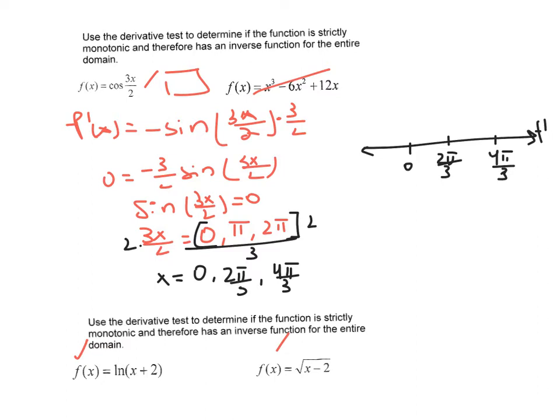And then in between 2 pi over 3 and 4 pi over 3 is pi. Things that are nice to work with, you know. And then to the left of 0 could be like negative pi over 2 or something. So what you'll notice is that you get a positive, negative, positive, negative.